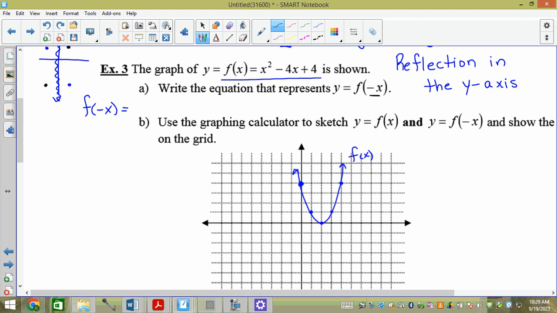So I'm going to get negative x goes in for this x, but it goes in brackets squared. So that whole negative x is squared, right? Then I get minus 4 times negative x plus 4. See how I just put the negative x's in for x? That's all I did. And I put them in brackets.